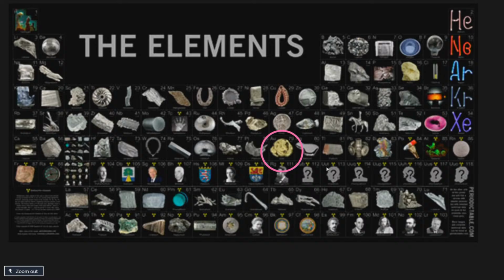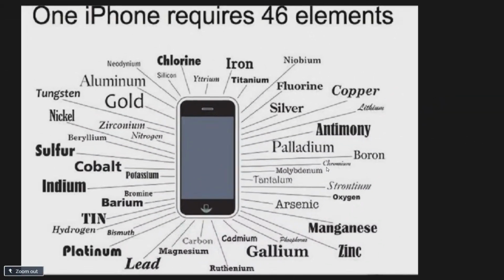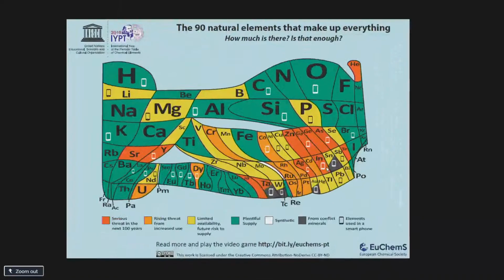And besides just its use in jewelry, gold is really important in other things too, including the cell phones that you use every day. One iPhone uses 46 different elements. Some of these elements are common, some of them are more rare. Some of them are actually in danger of running out in the next decades.